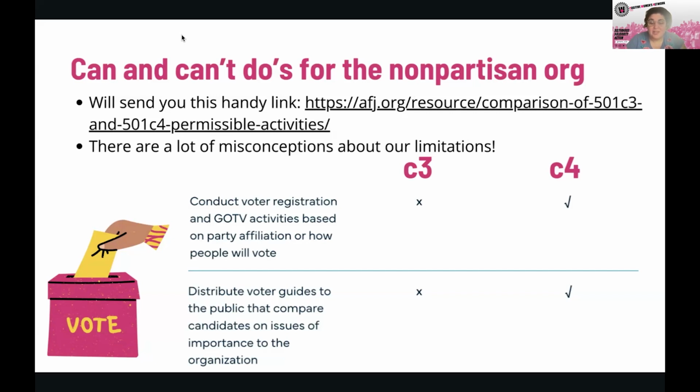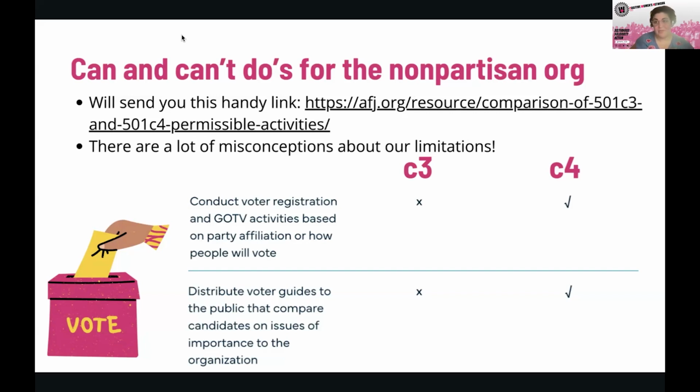So I think one of the best things for a communicator to do is just get down into the nitty-gritty of what is it that we're allowed to say and what is it we're not. We'll send you this link I found from AFJ. They have a really great comparison that is side by side of activities that are allowed by 501c3s and 501c4s. Is there a difference? Yes. So we're 501c3, that means this is a nonpartisan campaign.